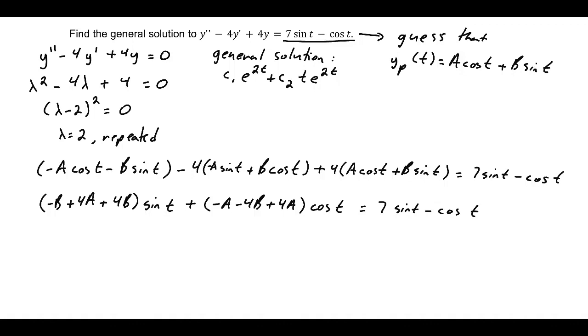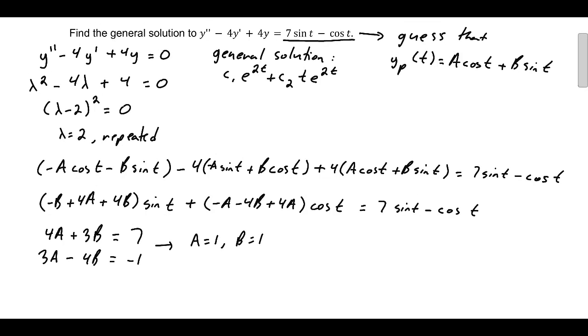Equating coefficients for sine, we see that 4a plus 3b is equal to 7, and also that 3a minus 4b is equal to negative 1, equating the coefficients for the cosine terms. Now, using elimination or some other method of solving this, we can see that a equals 1 and b equals 1.